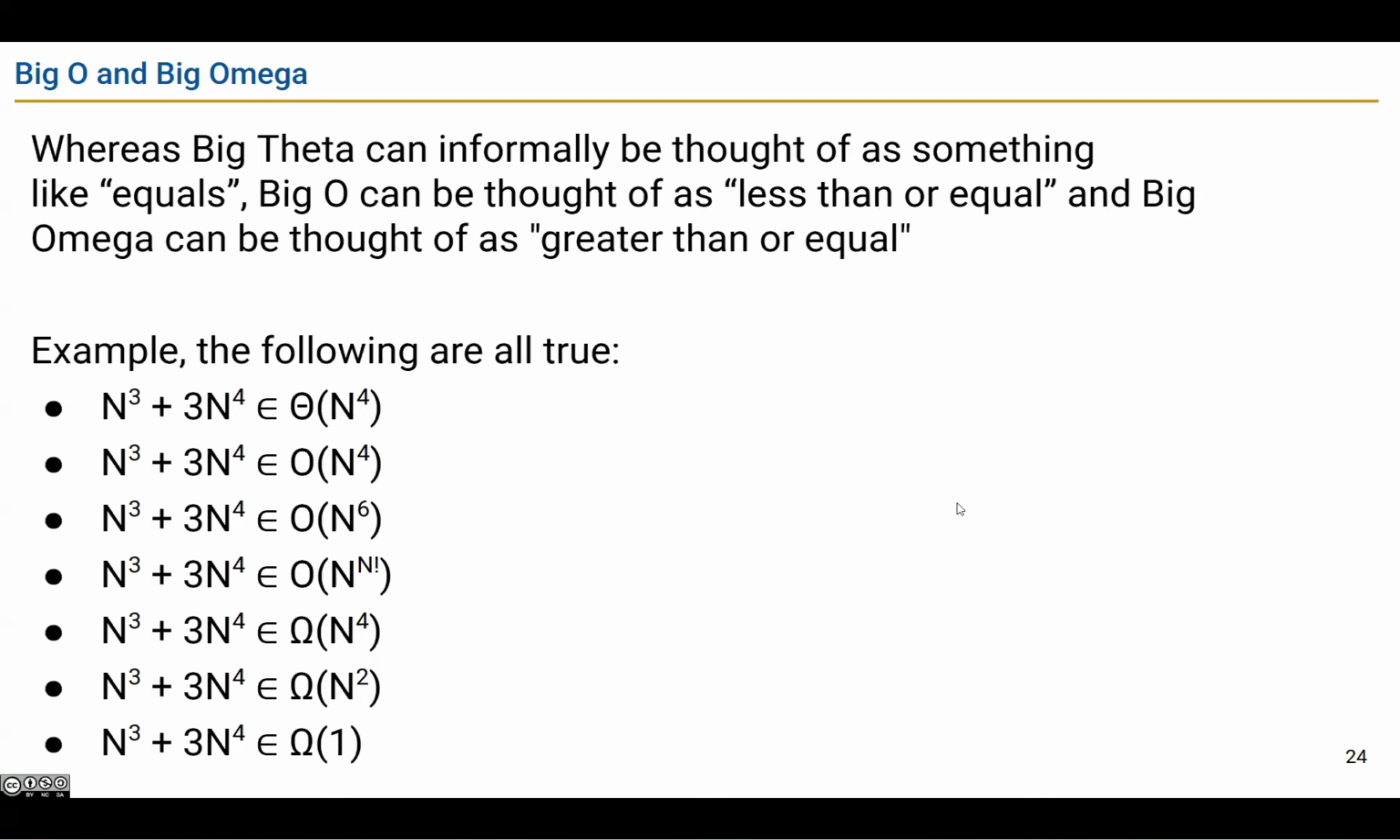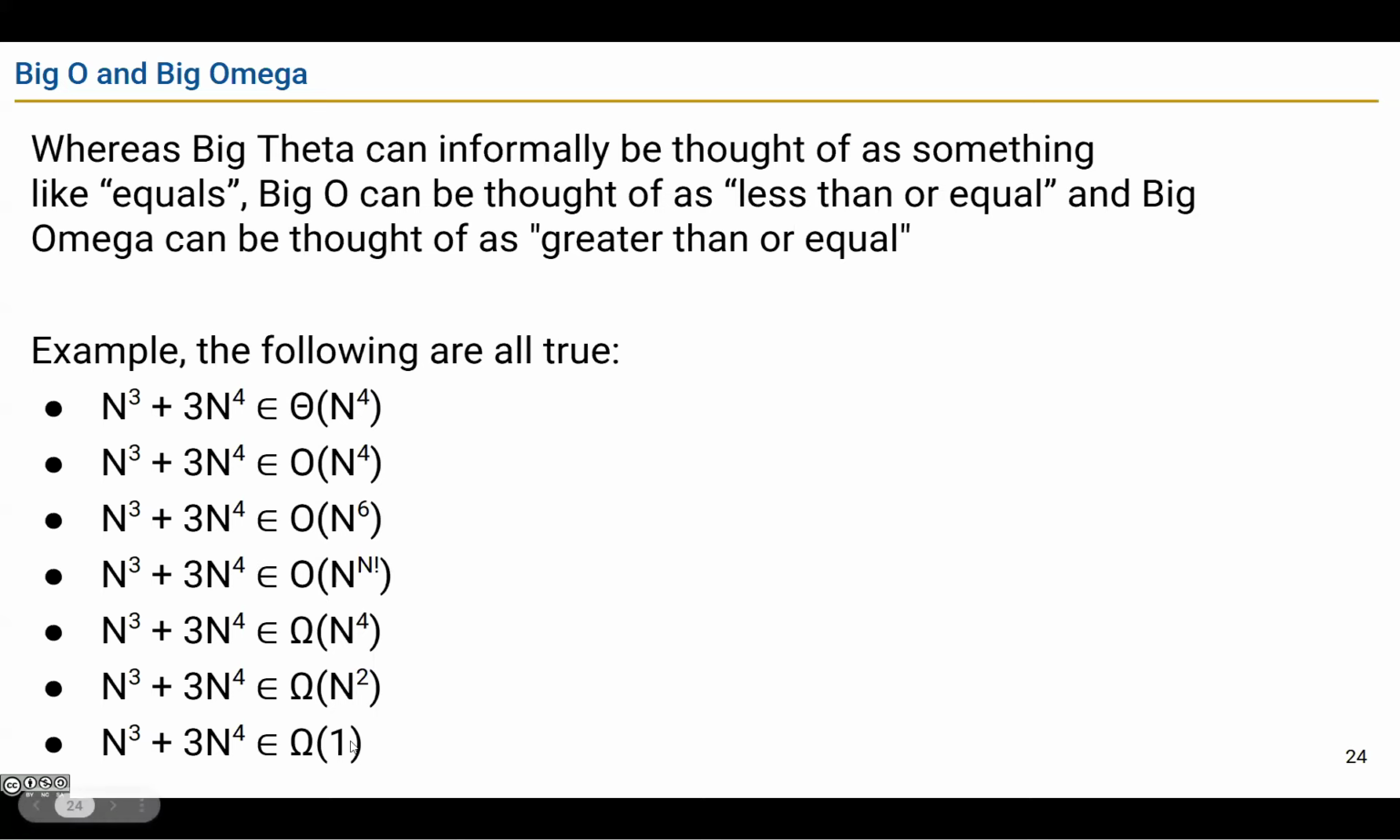Here are some examples of true statements. For example, n cubed plus 3n to the fourth is theta of n to the fourth, because it's equal to n to the fourth, but it's O of n to the sixth because it's less than n to the sixth. And anything bigger than n to the fourth, it's O of that. This is a really, really big function, n to the power of n factorial. That's going to be O of most things you see in this class. Not all things, but most things, because it just grows way, way faster than anything you could get with polynomials.